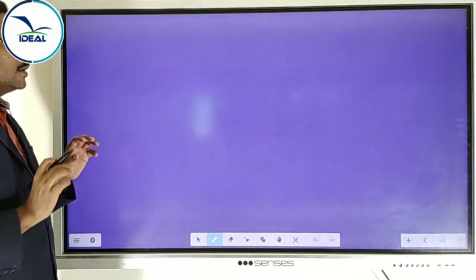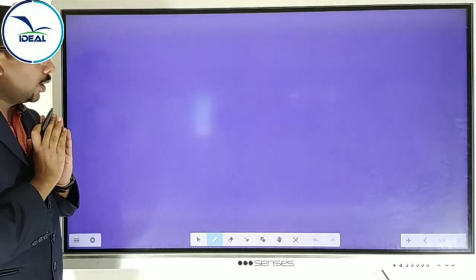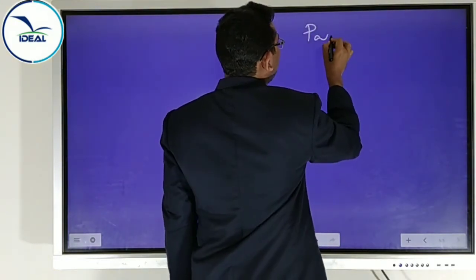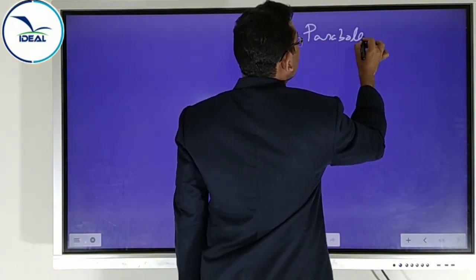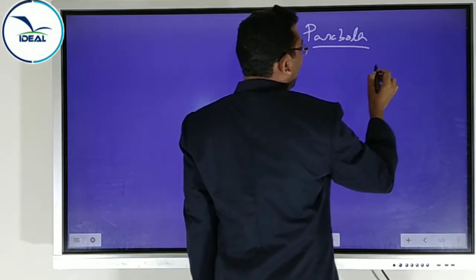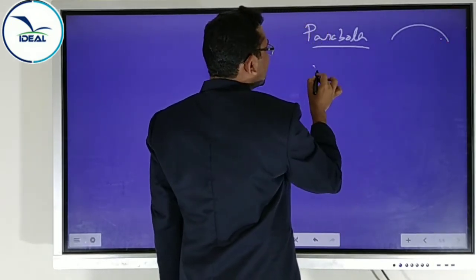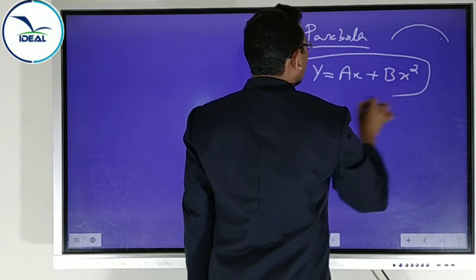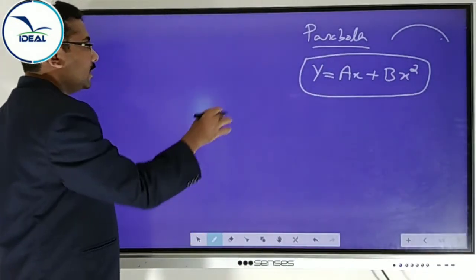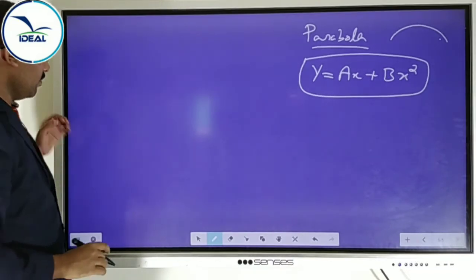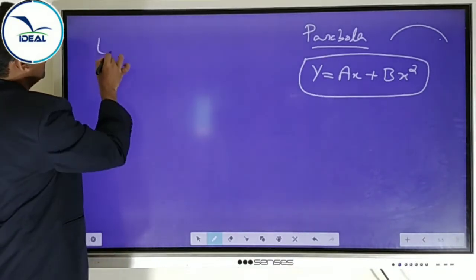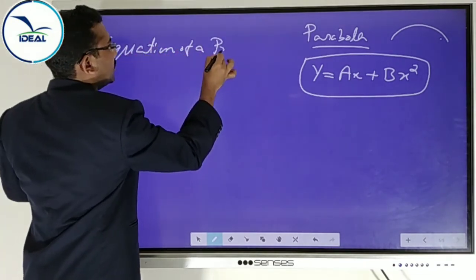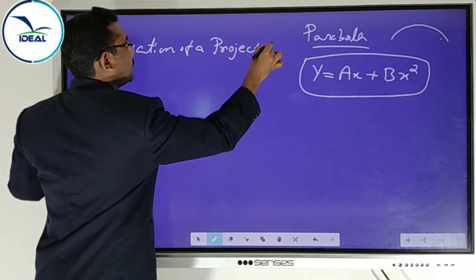One more to prove. We first studied that the path of a projectile, or trajectory, is a parabola. We have to prove this. What is a parabola? Yes, this shape. The equation of a parabola is y is equal to ax plus bx square. We have to prove that the equation of a projectile is in the form y is equal to ax plus bx square. Very, very important derivation.